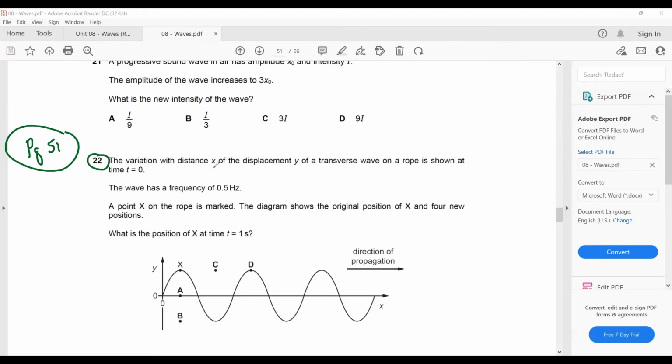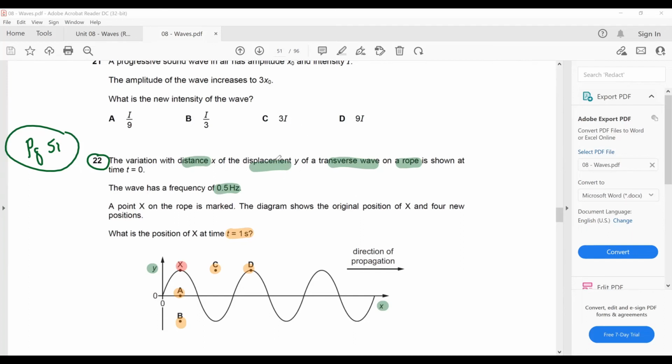So here you read the question. They say it's a transverse wave on a rope. It's a displacement distance graph. All right. So they tell you right now the wave has a frequency of 0.5 Hertz. A point x on the rope is marked, which is this one. The diagram shows the original position x and 4 new possible positions, either A, B, C, and D. All right. What's the position at time t equals to 1 second?